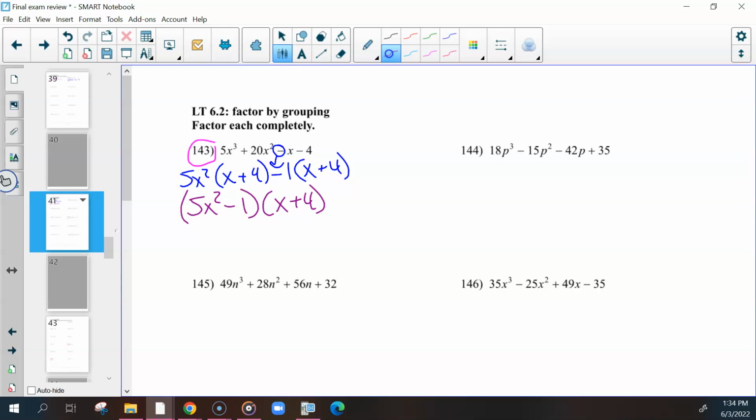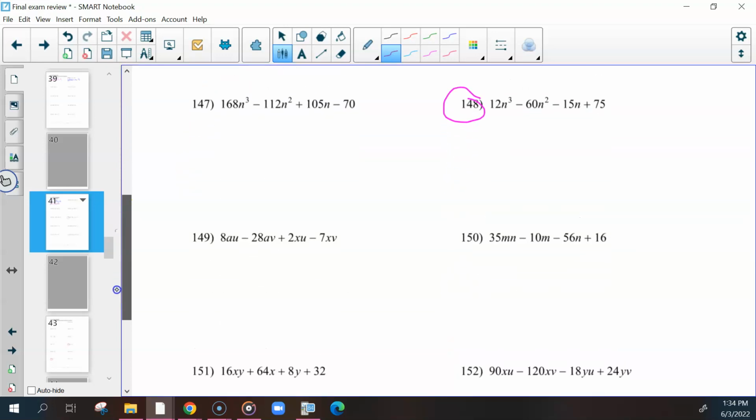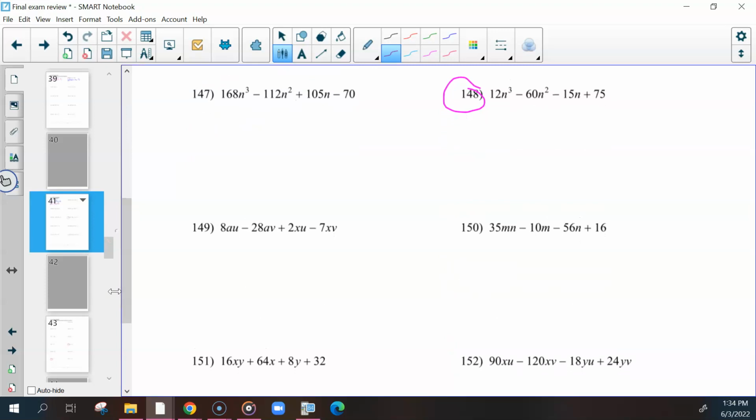Do we have any questions on that one? We're going to do one more of these. For 148, same thing, look for what these first two have in common. That would be 12 and n squared. If we divide out 12 n squared, we have n minus 5.